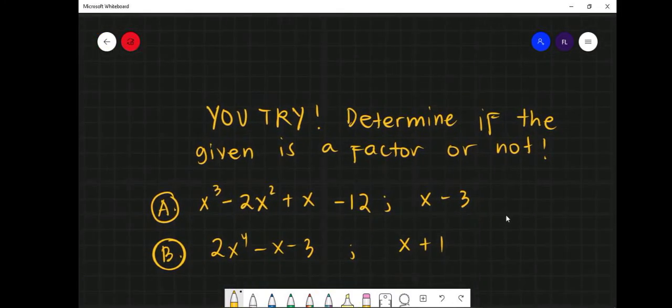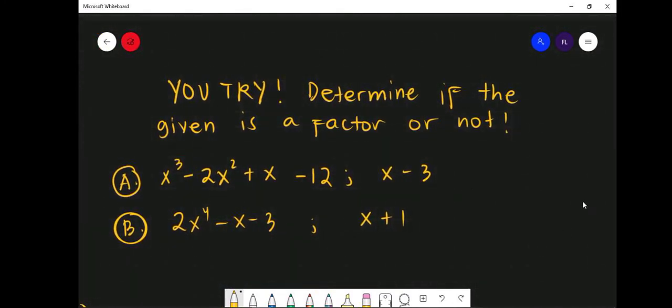Okay, so again, it's time for you to try. Determine if the given is a factor or not. So, yung nauna, sa letter A and B, yung nauna, that is the polynomial, and then x minus 3 and x plus 1 are the divisor. Try nyo lang, substitute, and then just state after you get the answer, state nyo lang. So, therefore, is it or is it not?